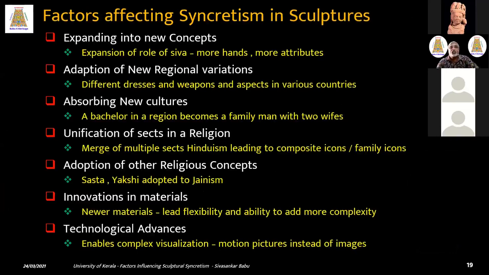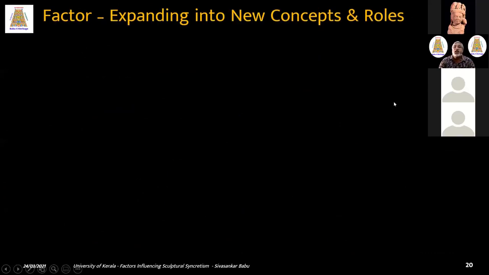So let us see the factors which impact syncretism in sculptures. When there is an expansion into new concepts, new religions: during Vedic times, Rudra was a small god doing protection, and he was relegated to a place. Gradually, he had more and more roles, all pervading. And by the 11th century, there are so many additional Puranas on the deeds of Shiva, of Shiva vanquishing Vishnu avatars, and then Shiva doing this, and then religious integration.